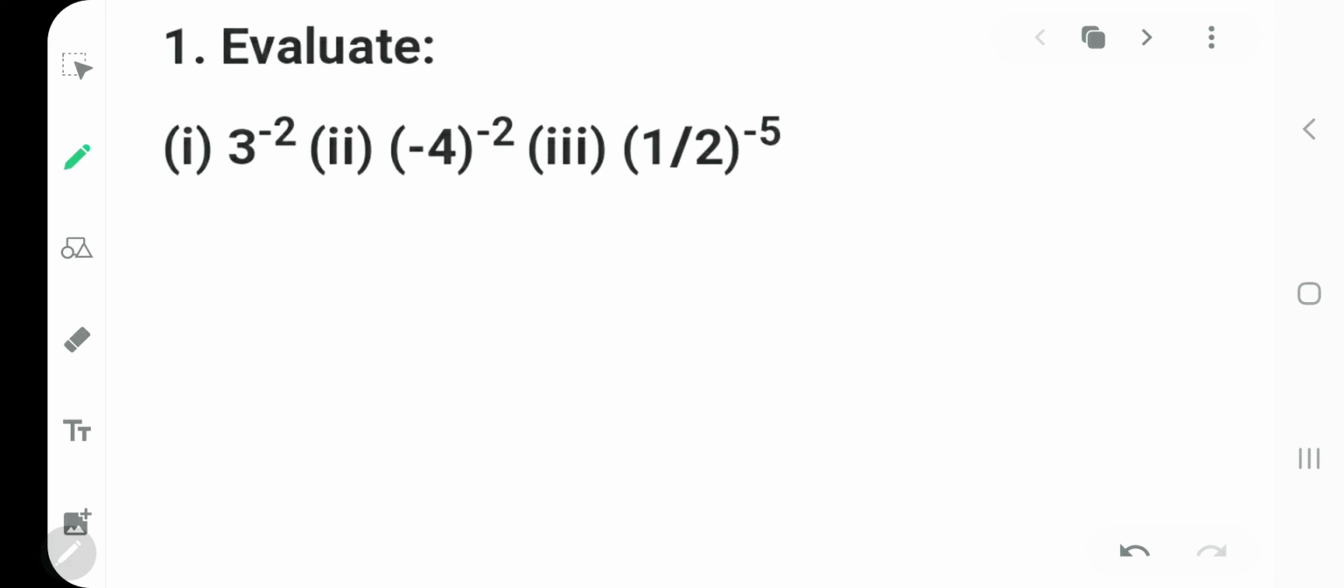Good morning, dear kids. Today I am taking your chapter 12, that is exponents and powers. Let's see. My dear kids, your first is evaluate. Do you know the laws of exponents? Let's revise.